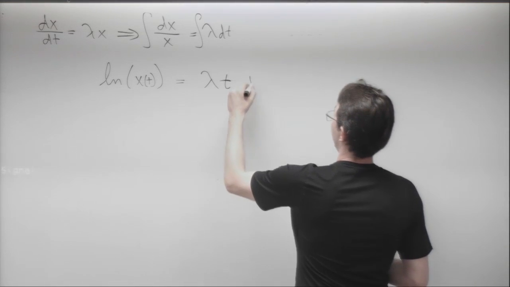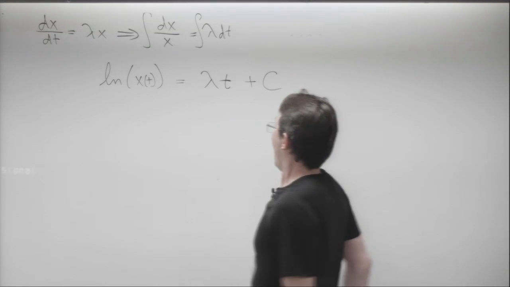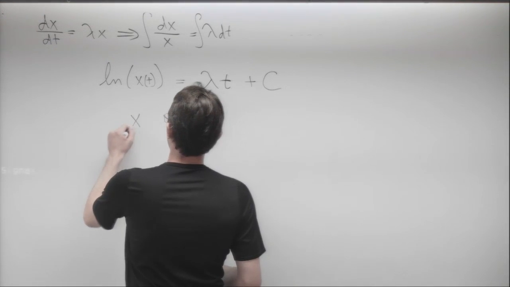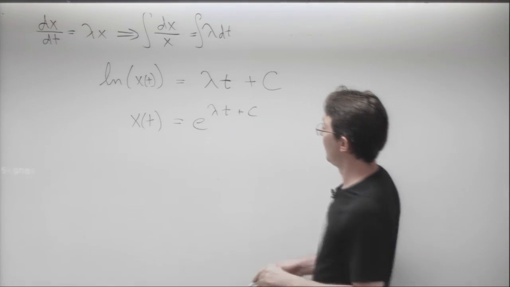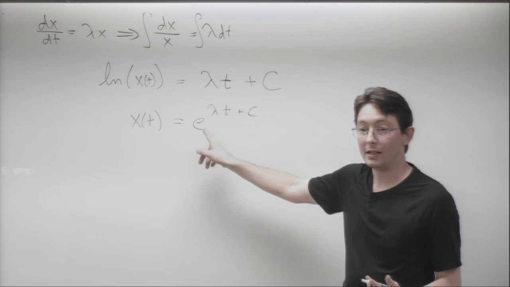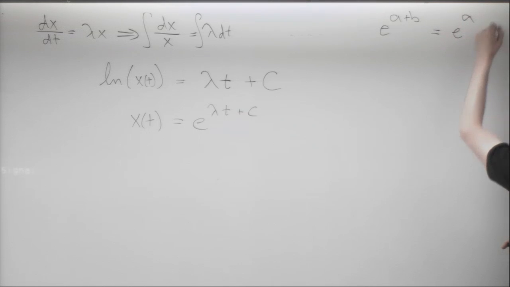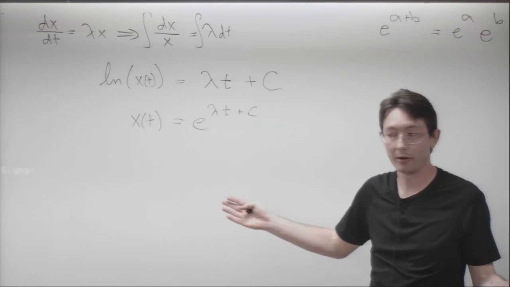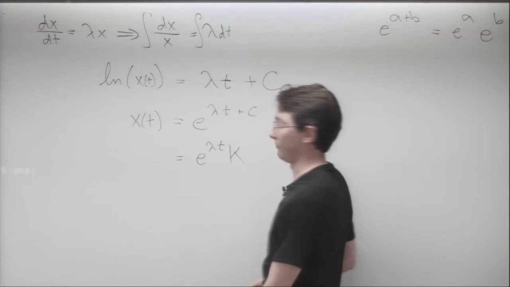And I get a constant, right? I always have an integration constant, because if I took the derivative of this, any number here is going to go to 0. Okay, so how do I solve for x? E to the both sides. Okay, so x of t equals e to the lambda t plus a constant. And the nice thing about exponentials is that e to the a plus b equals e to the a times e to the b. So e to the constant is just another constant, just another number. Right? This equals e to the lambda t times k, another constant.